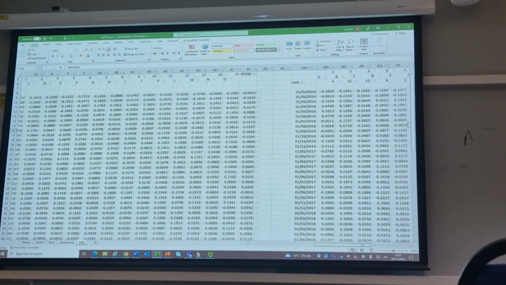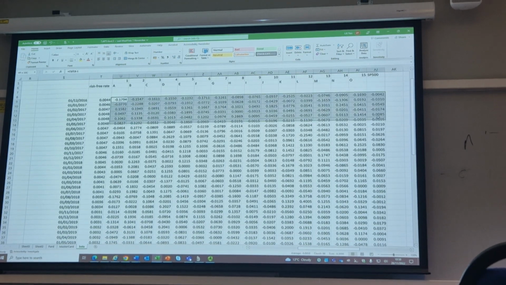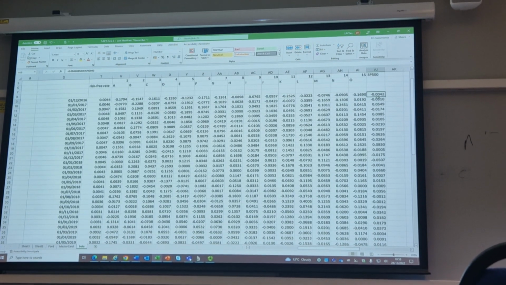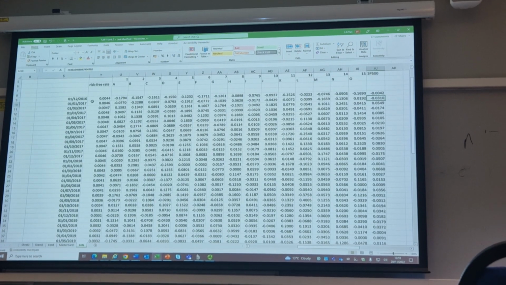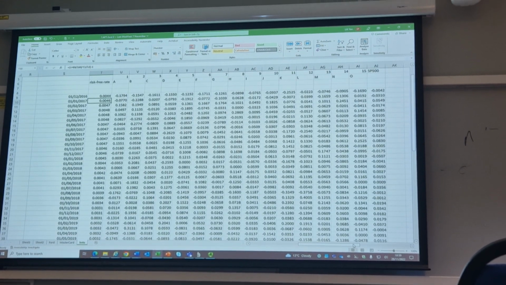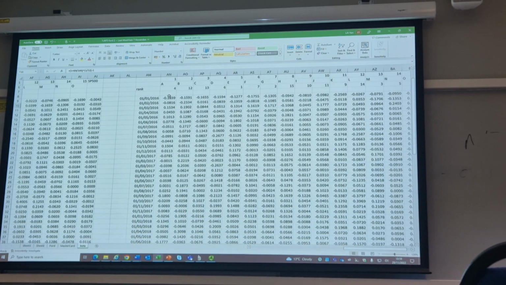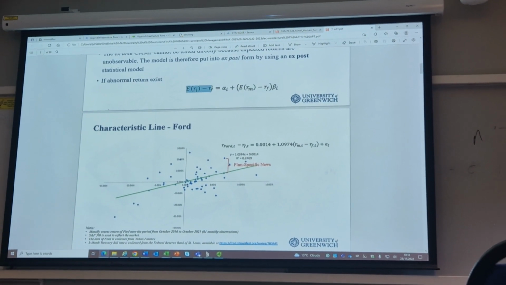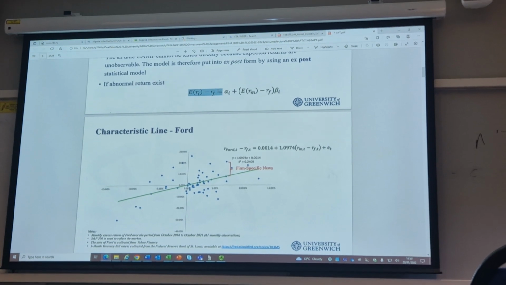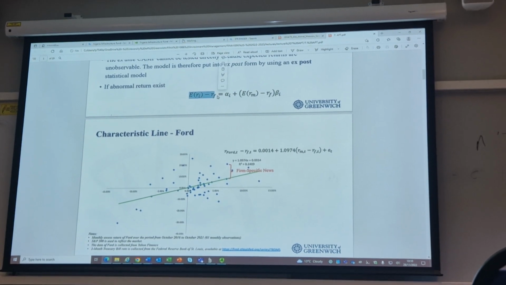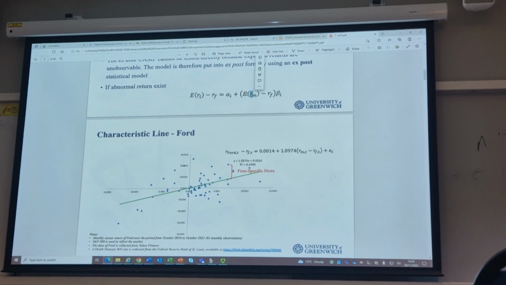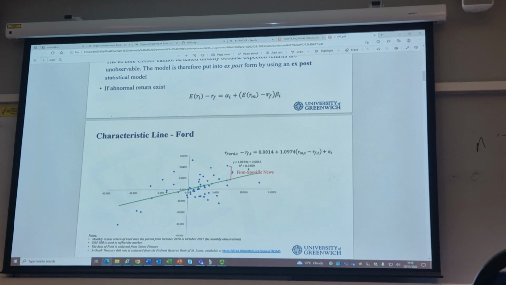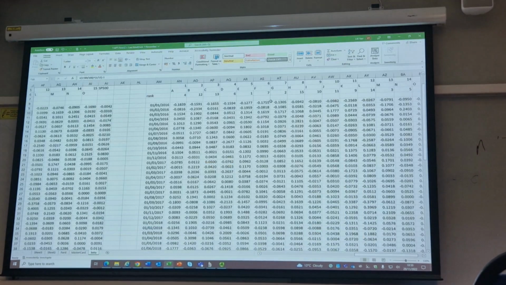First we get the returns of the stocks and the benchmark market return. We get the risk-free rate. And we need to calculate excess return, so it's the return of the asset subtracted by the risk-free rate. And then the market return subtracted by the risk-free rate.